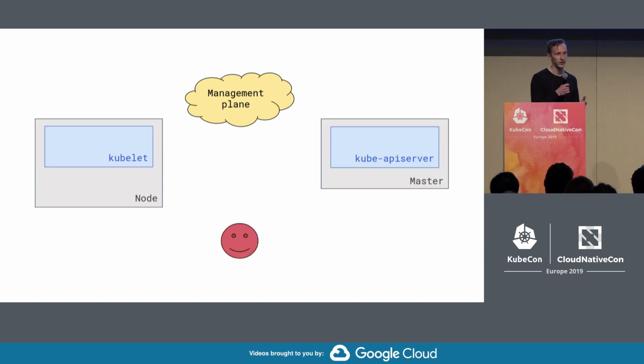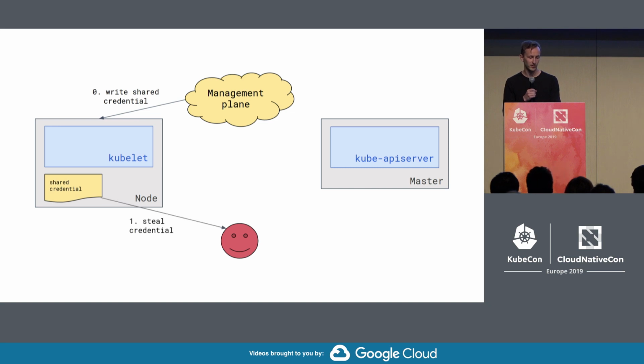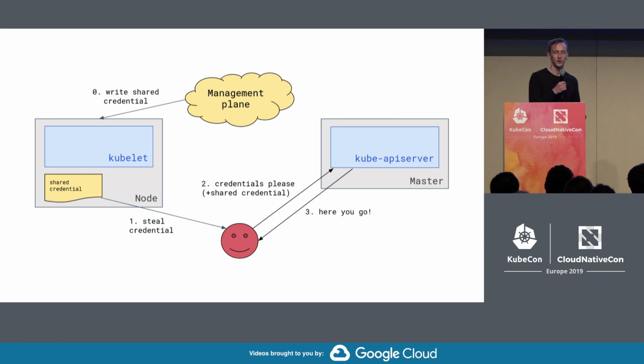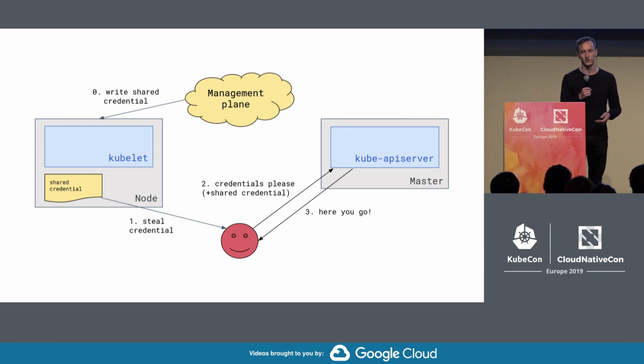This is a pretty weak implementation because if our attacker can compromise a node, they can just wait for that credential to appear, grab it, and mint arbitrary node identities. It can say, I'm node A, I'm node B, and the master will just trust it.